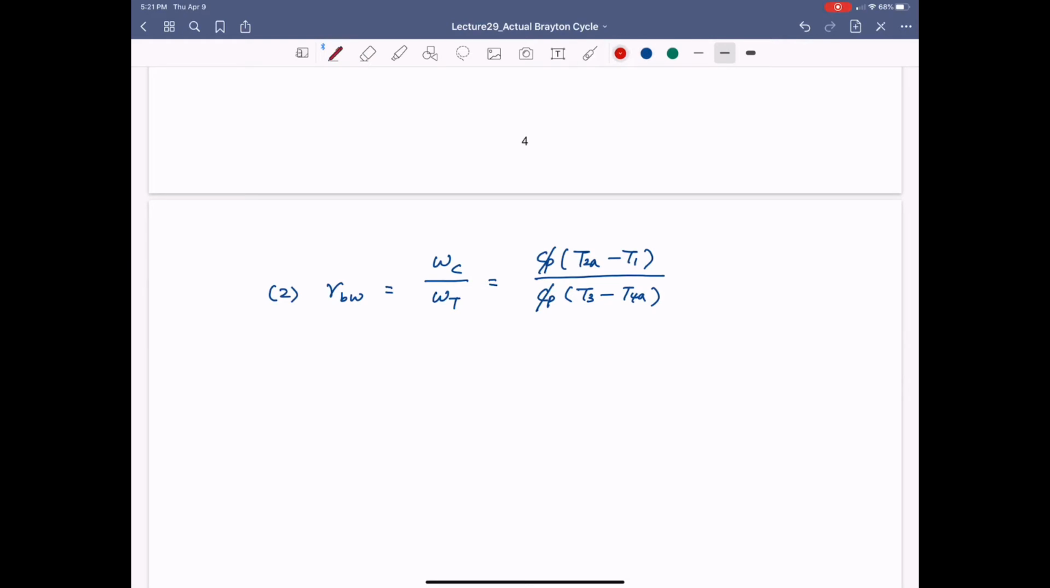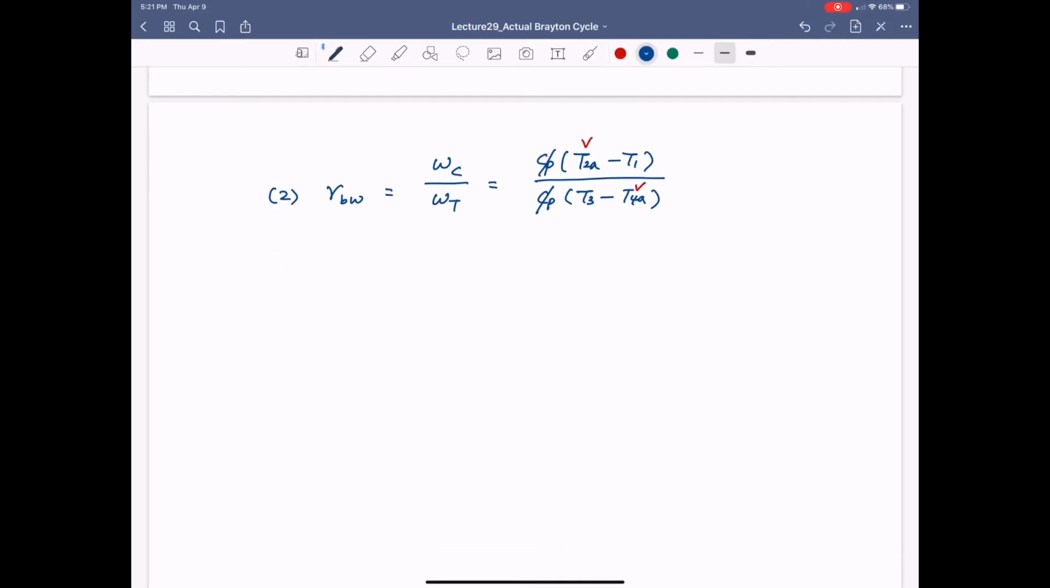And we already calculated these two values, and we know T1 and T3, so we can calculate the back work ratio. And how about thermal efficiency?